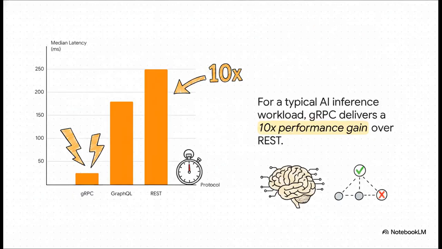Let's just focus on that latency for a second, because this is wild. For a typical AI task, gRPC is around 25 milliseconds. REST is at 250. That is a 10 times performance difference, a 10x gain. For any app that needs to feel real-time, that's not just an improvement, it's a complete game changer.